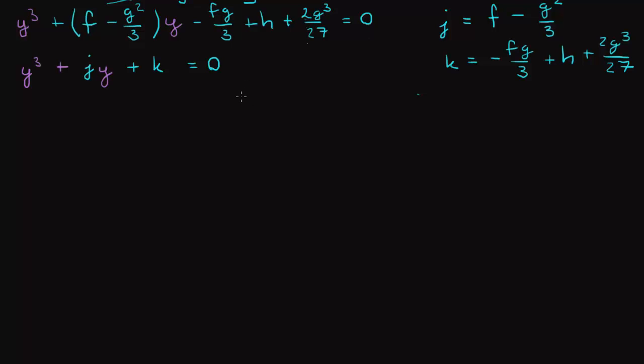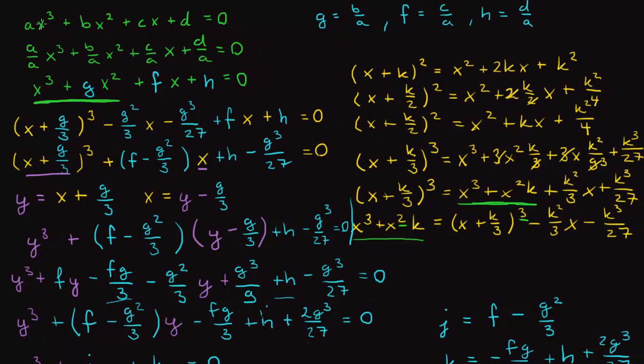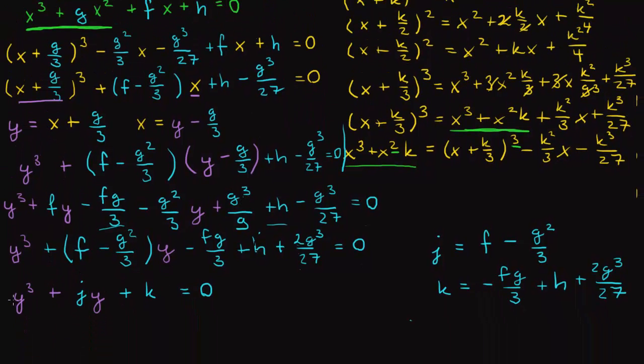Now, what have we done so far? We have taken a cubic equation of the form ax to the third plus bx to the second plus cx plus d equals 0, and we have successfully rewritten that equation in the form y to the third plus jy plus k equals 0. And this looks simpler to solve. As something over 20 minutes have already passed, I'm going to stop this video right here, and we're going to see in the next video how you can solve this equation.